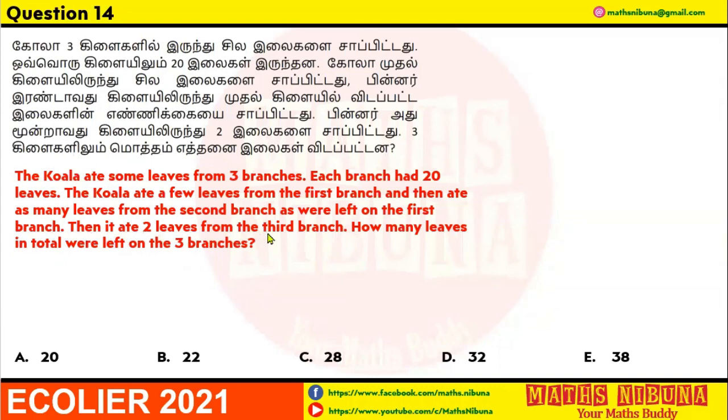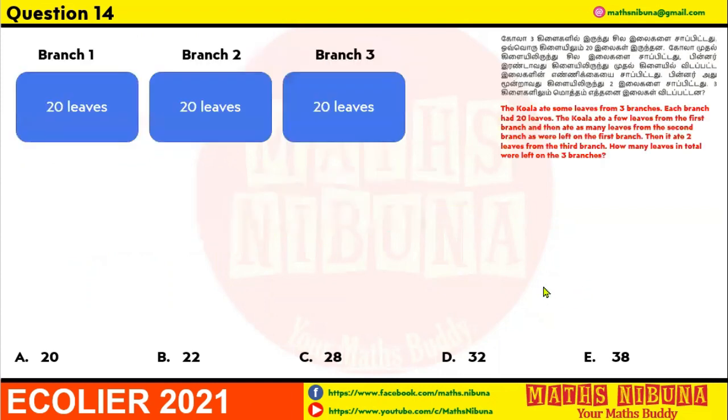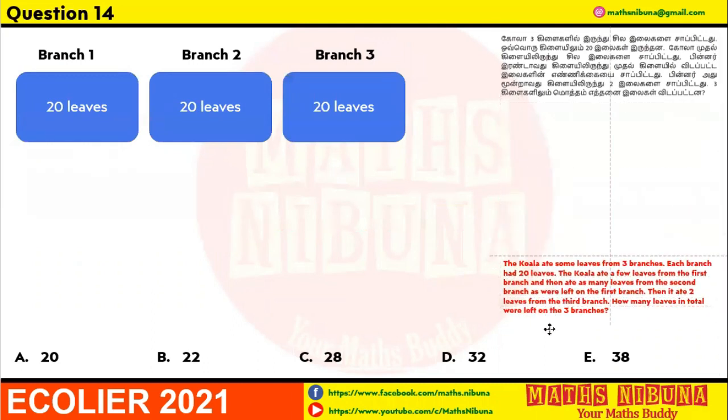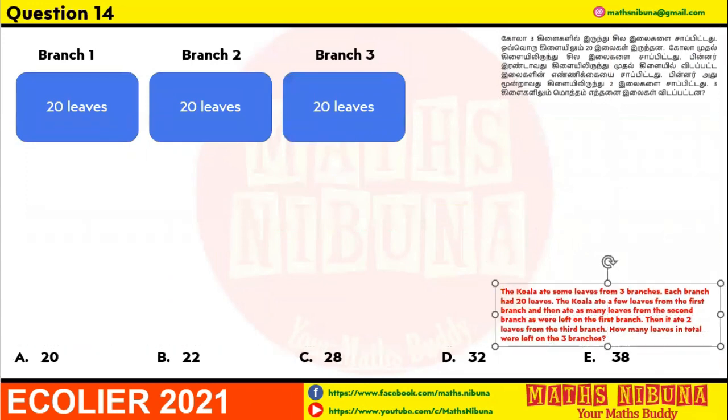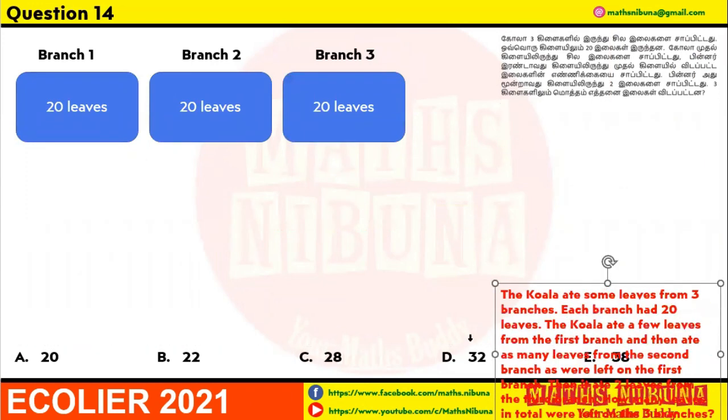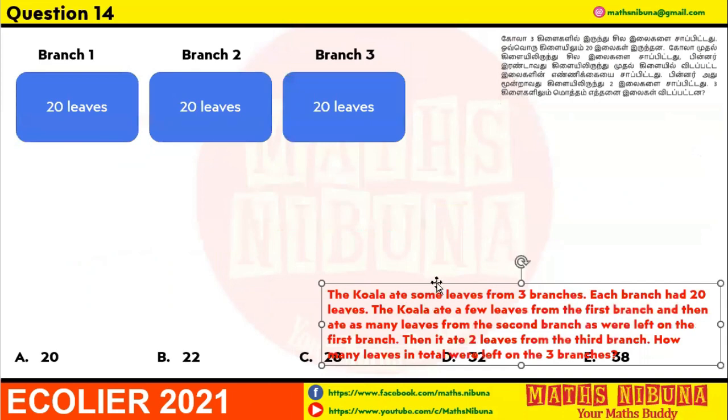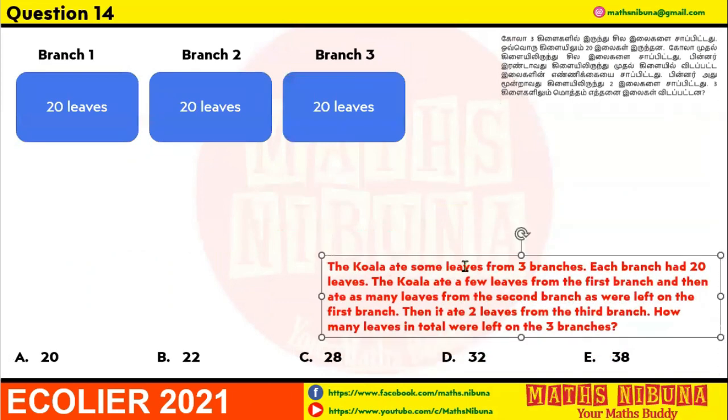Then it ate 2 leaves from the third branch. How many leaves? This is a bit confusing, so we go one by one. The tree has 3 branches. I make it bigger. This is our first statement: the koala ate some leaves from 3 branches. I will put branch 1, branch 2, branch 3. Each branch has 20 leaves.